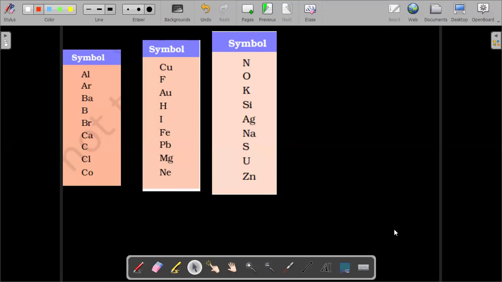Calcium, carbon, chlorine, cobalt, copper, F is fluorine, gold, hydrogen, iron, iodine, iron, lead, magnesium, neon, nitrogen, oxygen, potassium, silicon, silver, sodium, sulfur, uranium, zinc. Very good. Jitendra, can you read it?